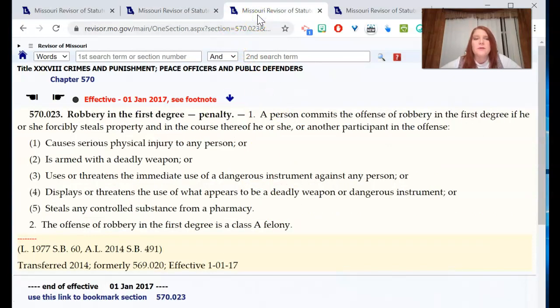Okay, let's look at another one, robbery. Robbery in the first degree. One other thing to watch in statutes is "or." Sometimes people look at these and think all of them have to apply. That's not the case. It's just "or."